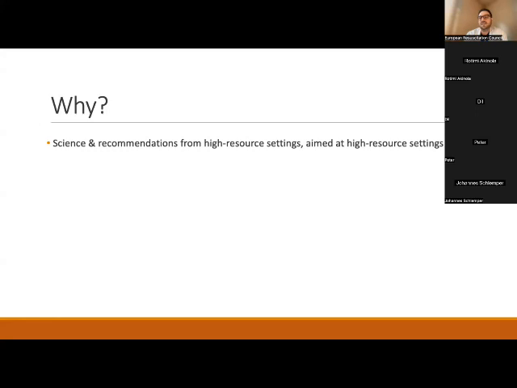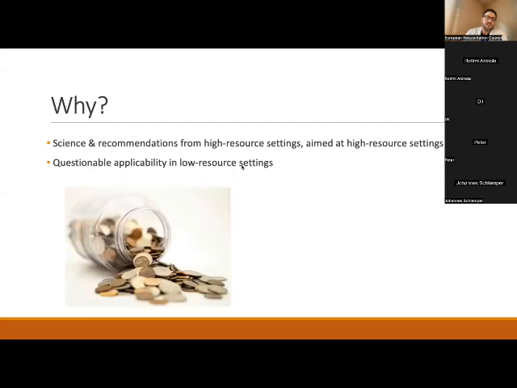And maybe if you read the recommendations, if you read the guidelines, you could get the impression that those recommendations, those guidelines are also aimed at high resource settings. And this then leads to a questionable, at least questionable, applicability in low resource settings. So what are low resource settings? This is also something we have discussed in the statement, and we will discuss later on in more detail.